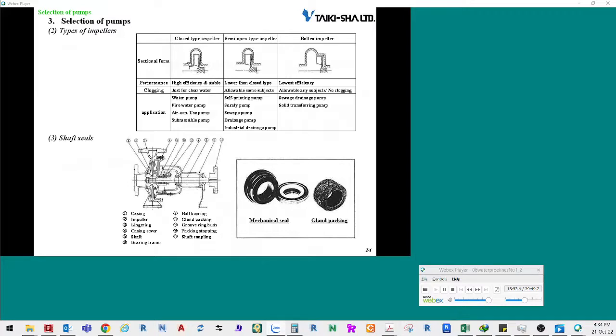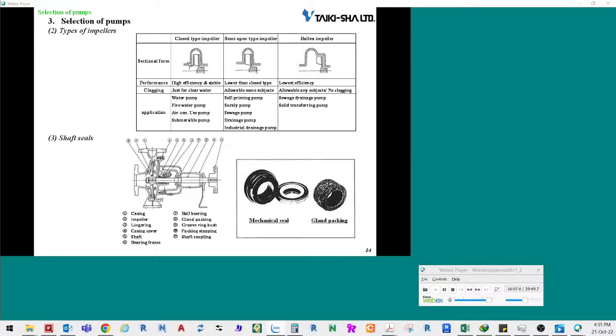Types of impellers. Types of impellers are classified as shown in the table on the slide. Different impellers are used based on the fluid to be used and their application.